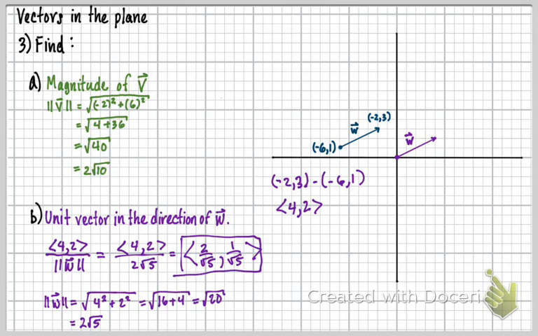Now if I graph that, you would see that it would end up right on this vector here, but it would only go out a unit of 1. So there it is.